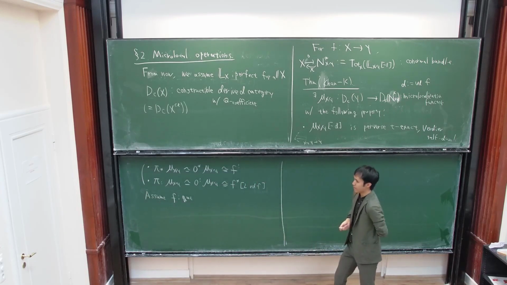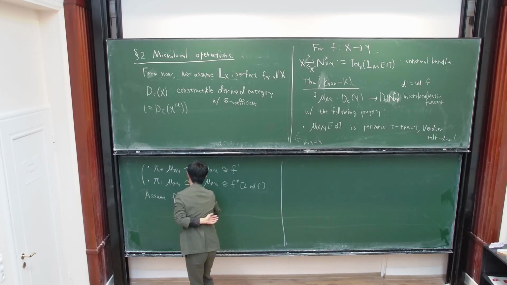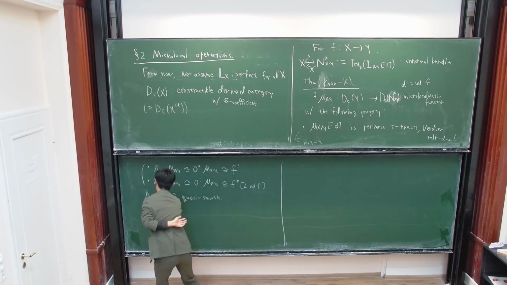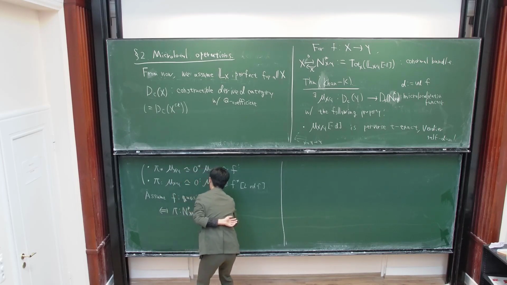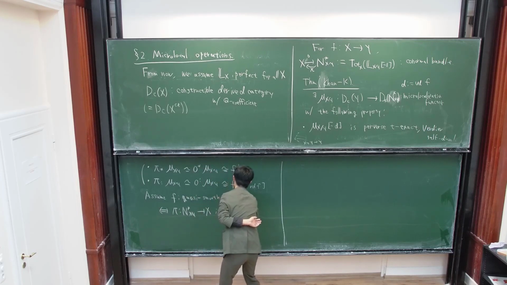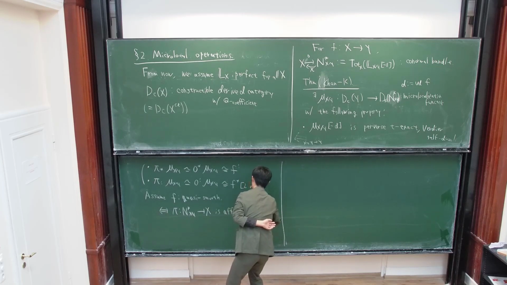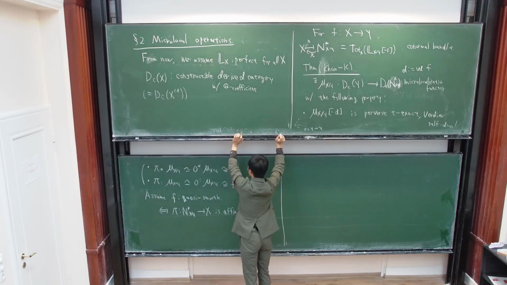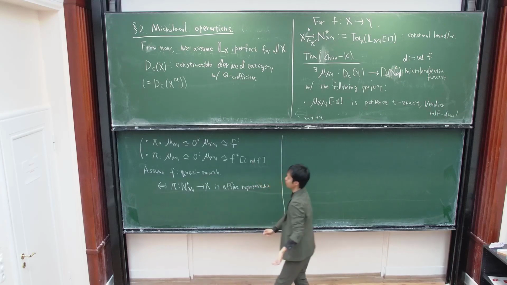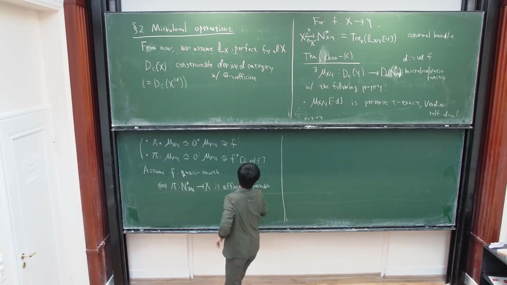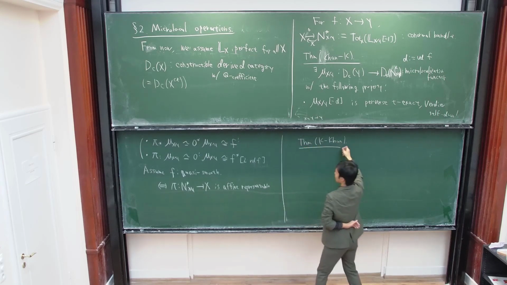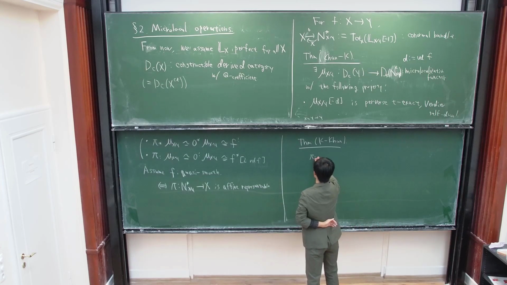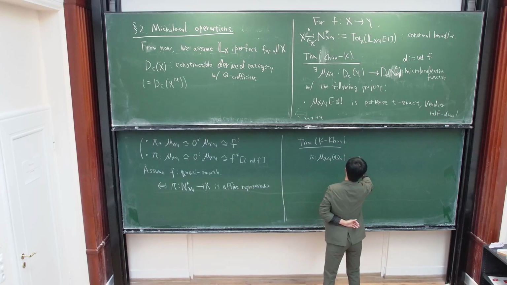Now assume that f is quasi-smooth, which is equivalent to saying that the projection from the conormal bundle to the base is defined and representable. Then we have the following theorem. We consider the following diagram. By abstract nonsense of the functor formalism, we have a natural map from pi lower shriek to pi lower star.